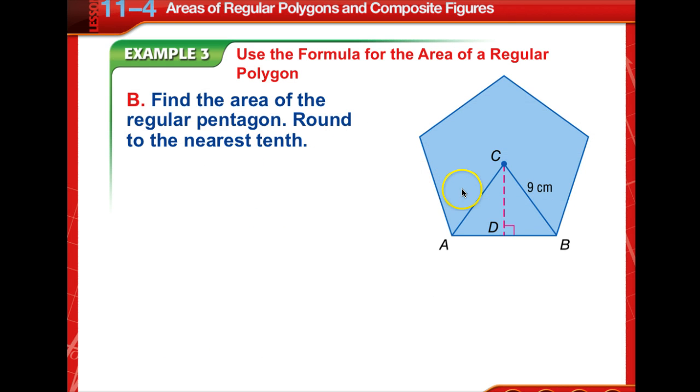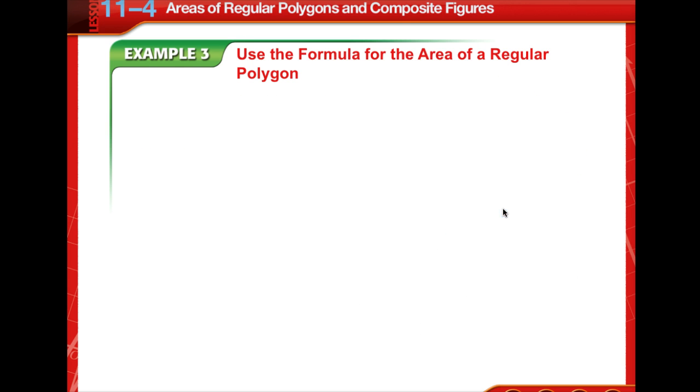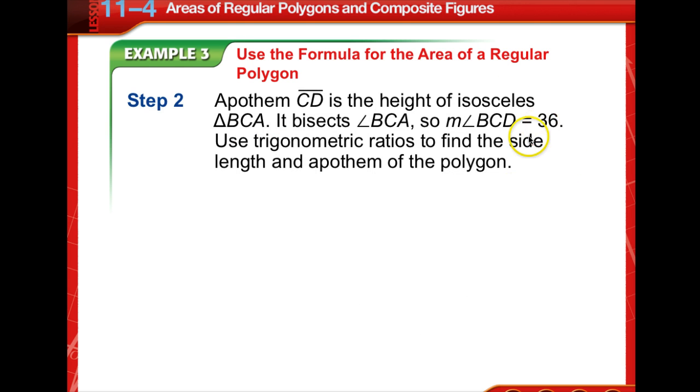Okay, find the area of a regular pentagon, round to the nearest tenth. So we know the central angle is 72. Divided in half, that's going to give us 36. So we're going to use trigonometric ratios to find the side length and apothem.